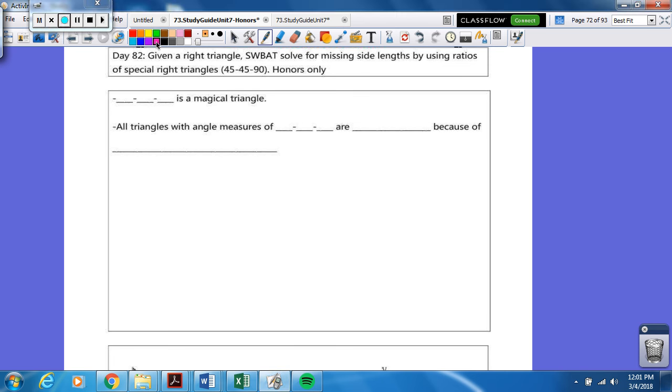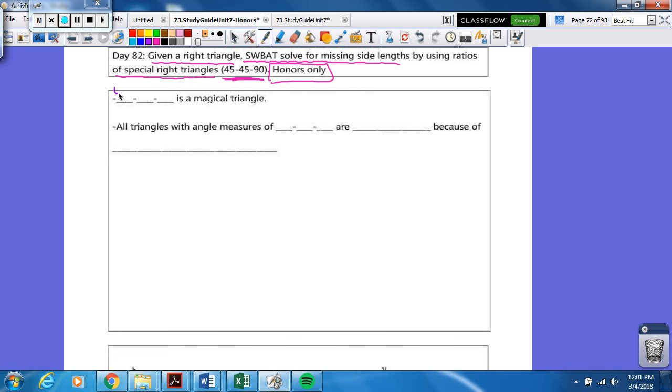Okay, what are we going to do today? Well, we're given a right triangle. Okay, I can do that. We're going to solve for missing side lengths by using ratios of special right triangles, 45, 45, 90. Ooh, and this is honors only. Ooh, this one's a special one for special right triangles.